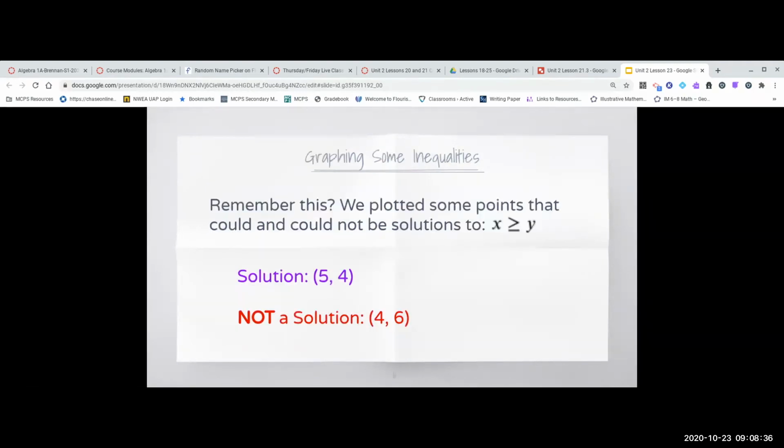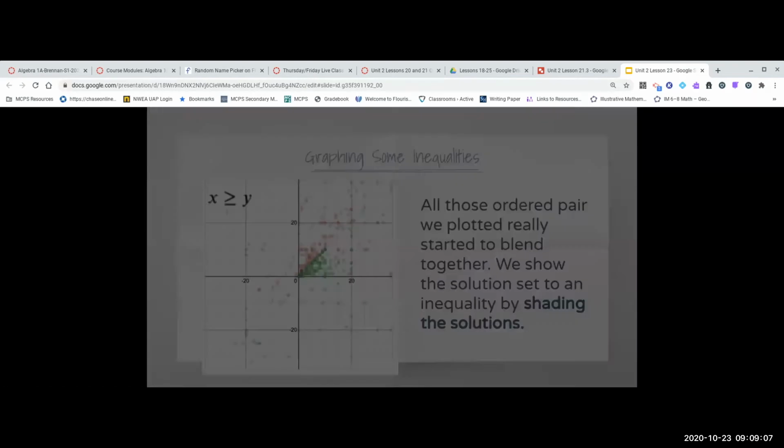Okay, graphing. So remember we plotted some points the other day of places where we could have solutions and couldn't have solutions to that inequality x is greater than or equal to y. So for an example, 5, 4, that point would be a solution because if I replaced x with 5 and y with 4, 5 is greater than or equal to 4. 4, 6 would not be a solution because 4 is not greater than or equal to 6. So that was sort of what we did on Desmos, right?